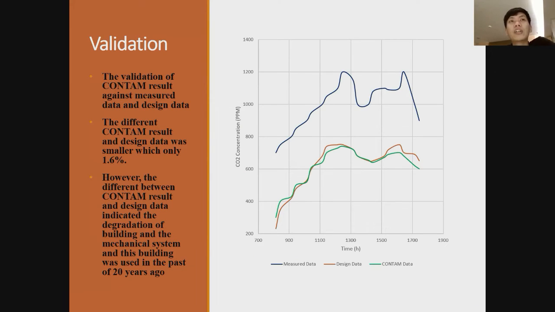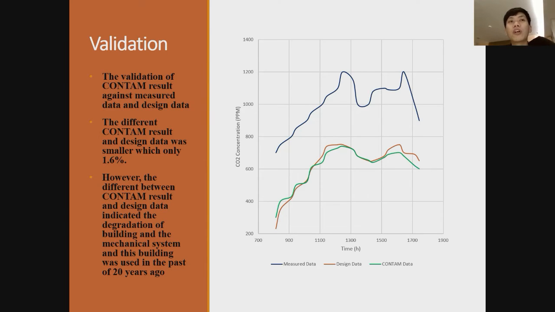In this study, I will use the CONTAM software to simulate my result, so I need to do a validation to check the accuracy of CONTAM. This figure shows the validation of the CONTAM result against the measured data and design data. The difference between the CONTAM result and the design data is small, as you can see in the red color and the green color, which is only 1.6%.